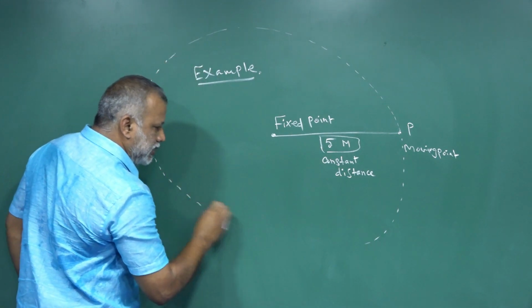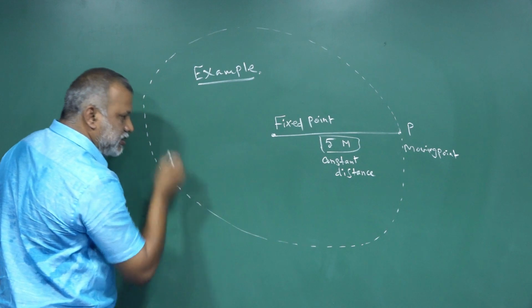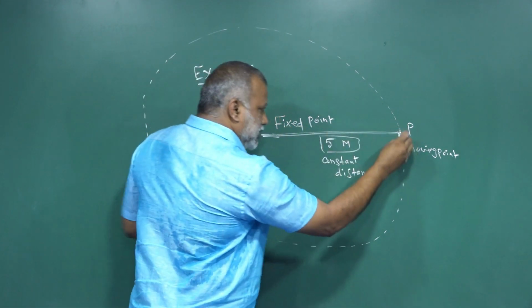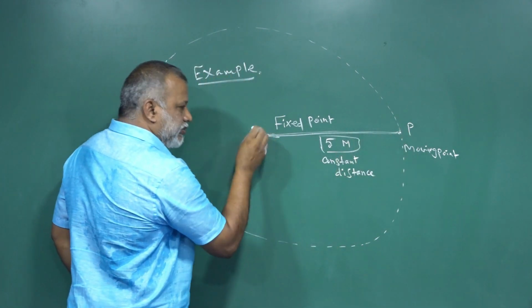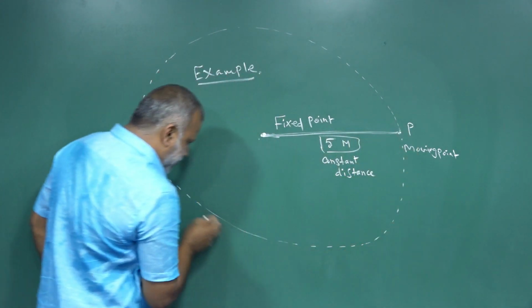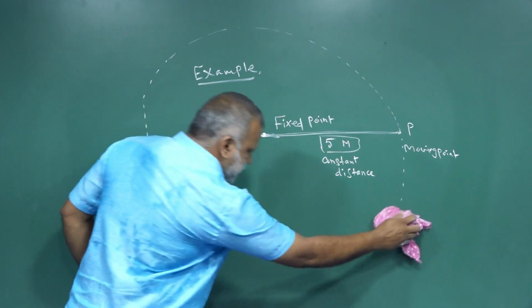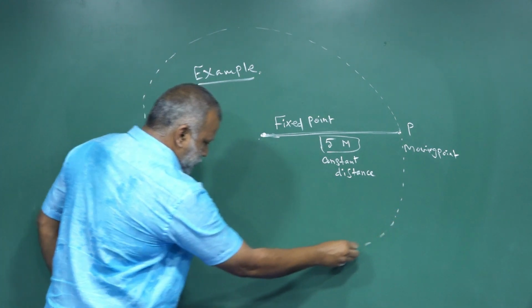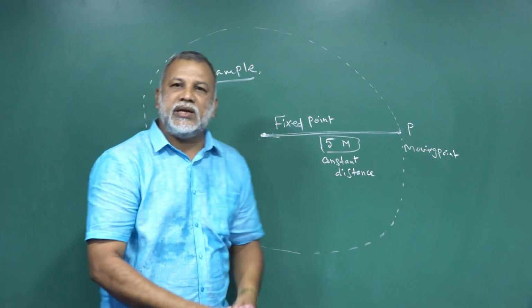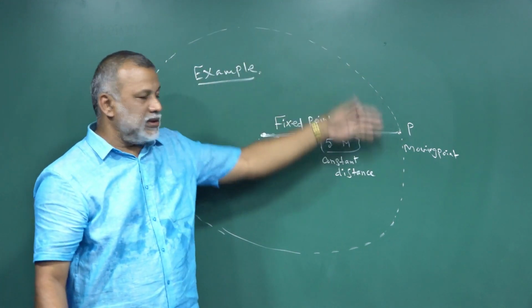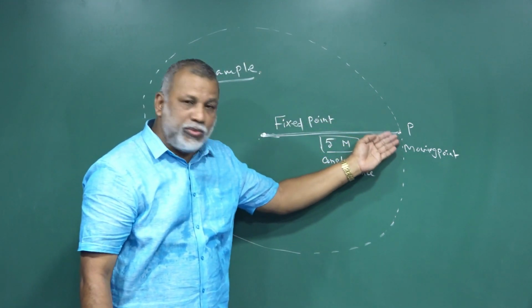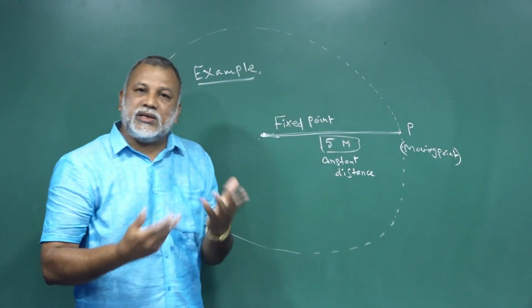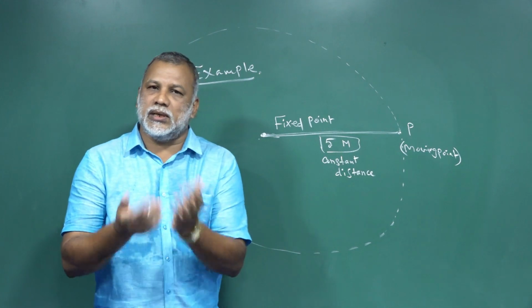What is the diagrammatic explanation of this circle? See this. From this fixed point, it always maintains a constant distance, so that we are able to get a path. See, this path is represented by the moving point, the path created by the moving point. What is the structure we are getting? This structure is called a circle.